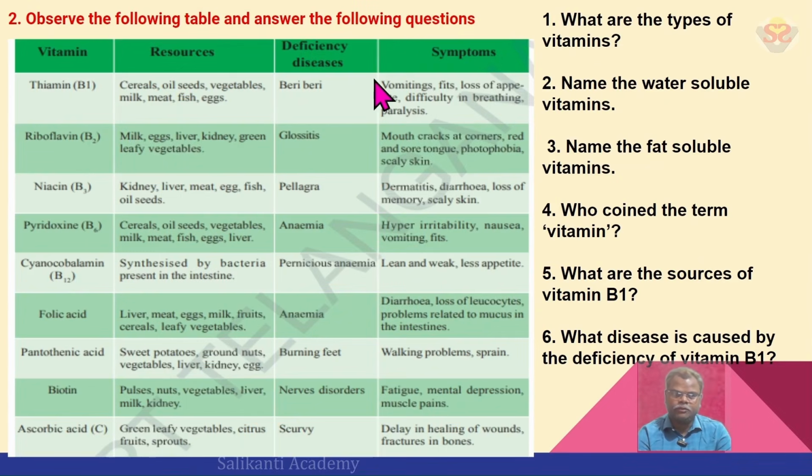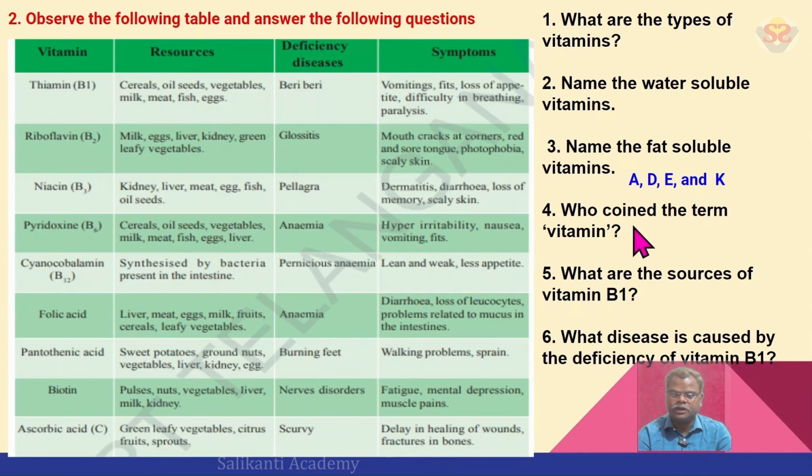Next table. This is the vitamin table. It is also present in the first lesson. First lesson is nutrition. What are the types of vitamins? Water soluble and fat soluble. Name the water soluble vitamins: B and C. Name the fat soluble vitamins: A, D, E, and K.